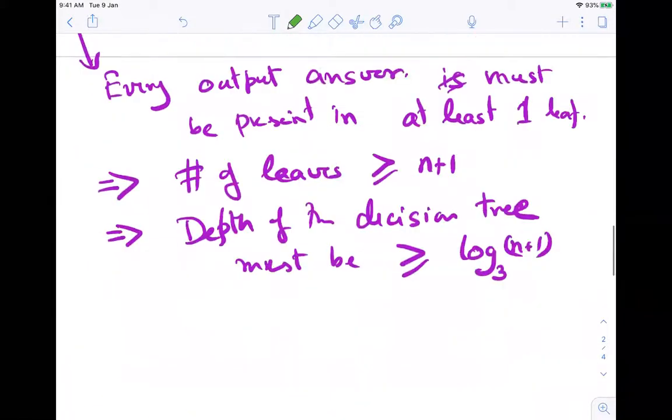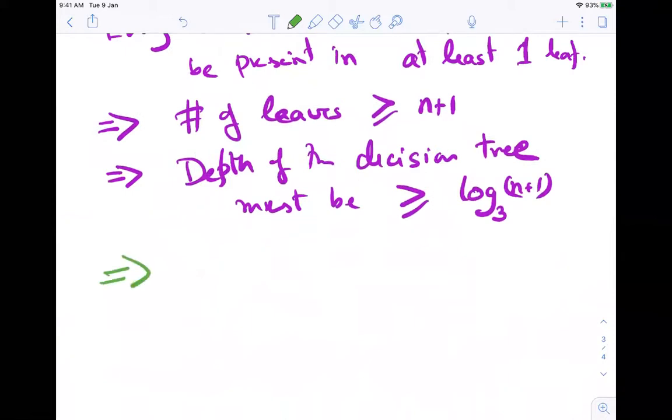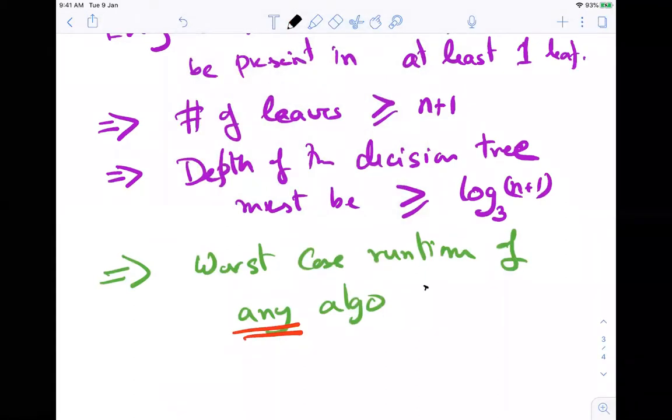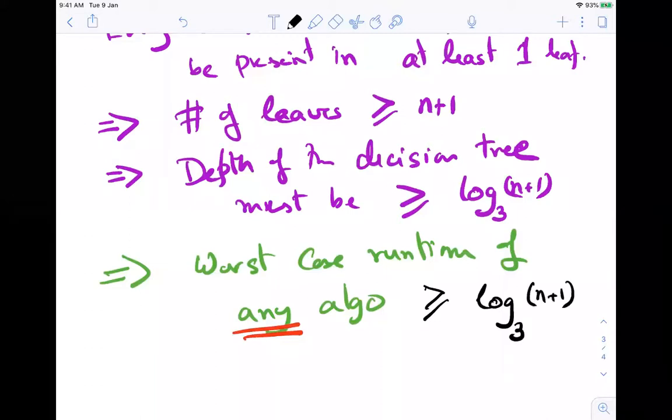Right? So this implies therefore that the worst case runtime of any algorithm, and here I really should make it red or something, any algorithm that is correct for binary search, for the search problem and so on, must be bigger than log n plus 1 base 3. So is it clear, this one?